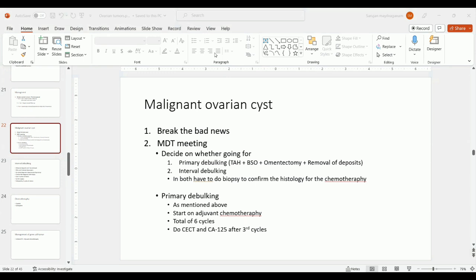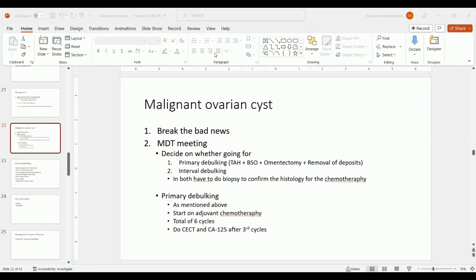So we will be doing the surgery, and after the surgery, we will be starting the adjuvant chemotherapy. Usually we are using a platinum based agent like cisplatin. Usually we can go for 6 cycles of chemotherapy. That is the recommended one. Maximum we can go for 6, because chemotherapy is toxic. If you go for more than 6, that is so toxic for the patient.